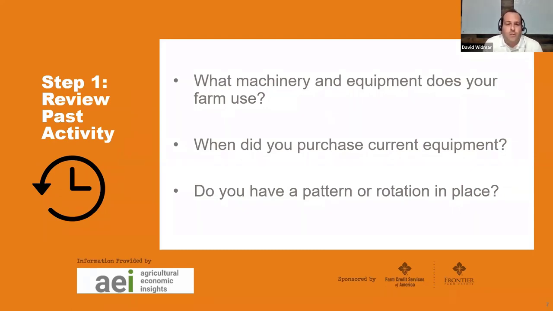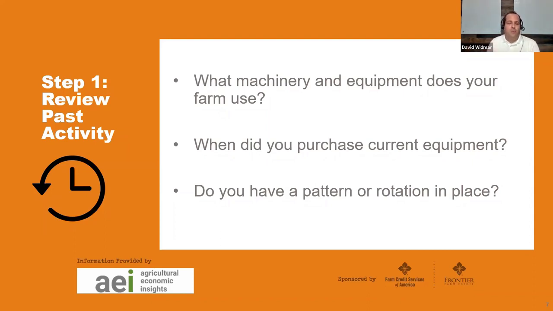And so first off, what machinery and equipment does your farm use? You probably already have this as part of your asset sheets for your balance sheets, right? You probably already have a list. Let's add a little more information to that. When did you purchase that current piece of equipment? Okay, that can be a really insightful piece of information for helping you think about, when do I need to replace this next one? And of course, you can start thinking back a couple combines ago, right?